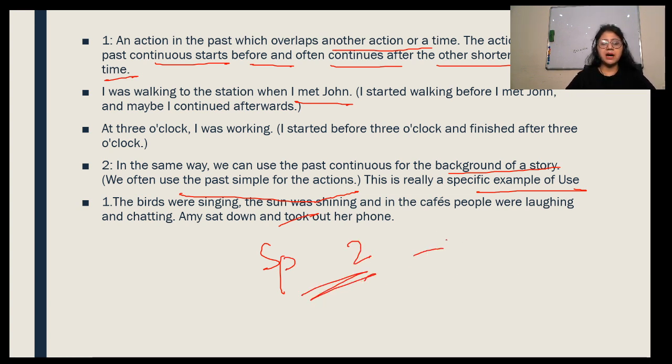If the examiner asks you to talk about an event which happened in the past and which was very memorable for you, which had a lasting impact for you, and which also was nostalgic for you. So you would be using the past continuous in speaking part 2 if you have to talk about an action that happened in the past. All right.